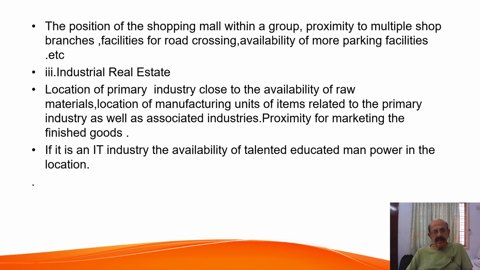Thirdly, industrial real estate. The main features affecting industrial real estate are the location of primary industry close to the availability of raw materials, the location of manufacturing units of items related to the primary industry as well as associated industries, and proximity for marketing the finished goods. If it is an IT industry, the availability of talented, educated manpower in the location.